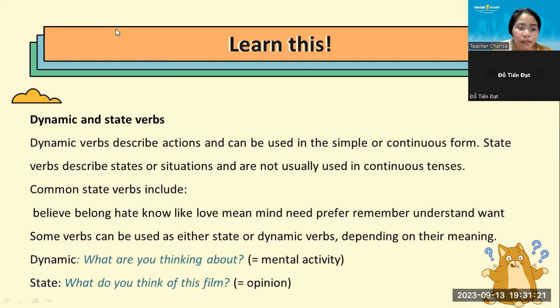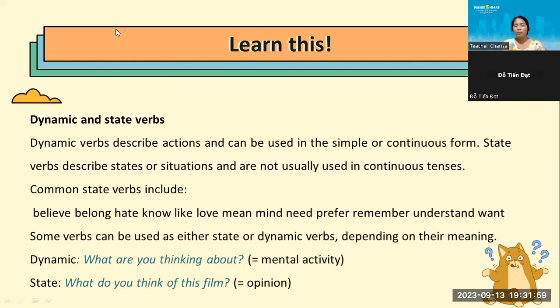So here, common state verbs include belong, believe, hate, know, like, love, mean, mind, need, prefer, remember, understand, want. Some verbs can be used as either state or dynamic verbs depending on their meaning. So, what are you thinking about? That is dynamic, so thinking about the mental, the mind, right? That's a mental activity. What do you think of this film? That's the state. You are still using your mind, but the answer is your opinion.